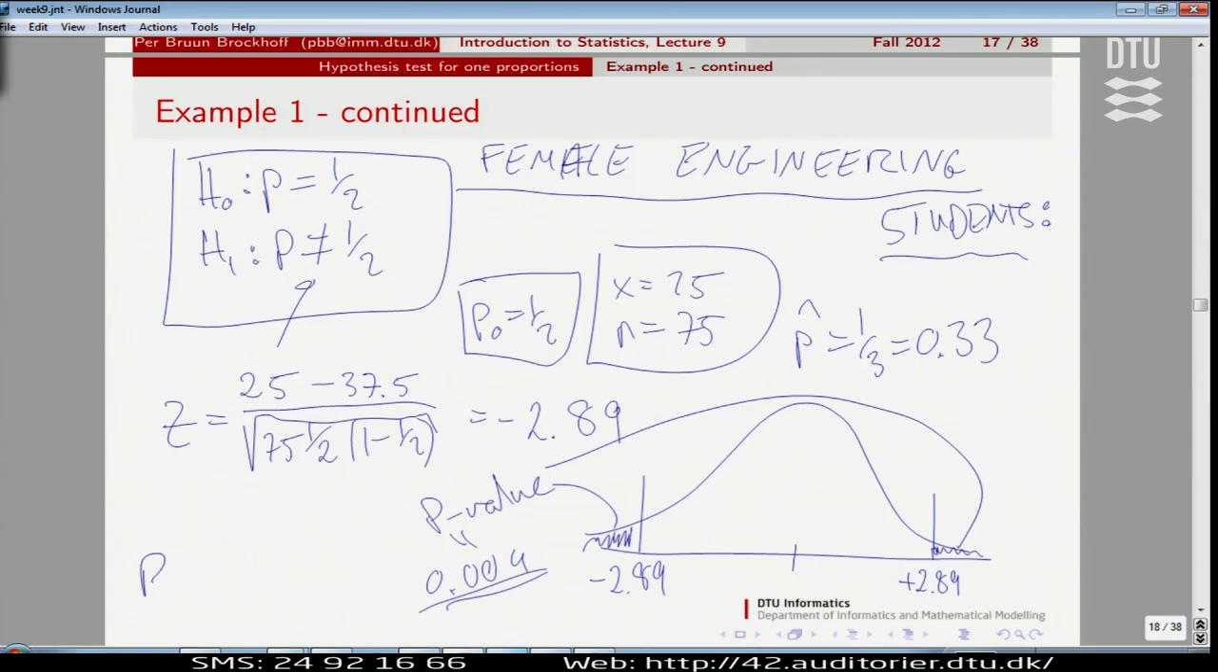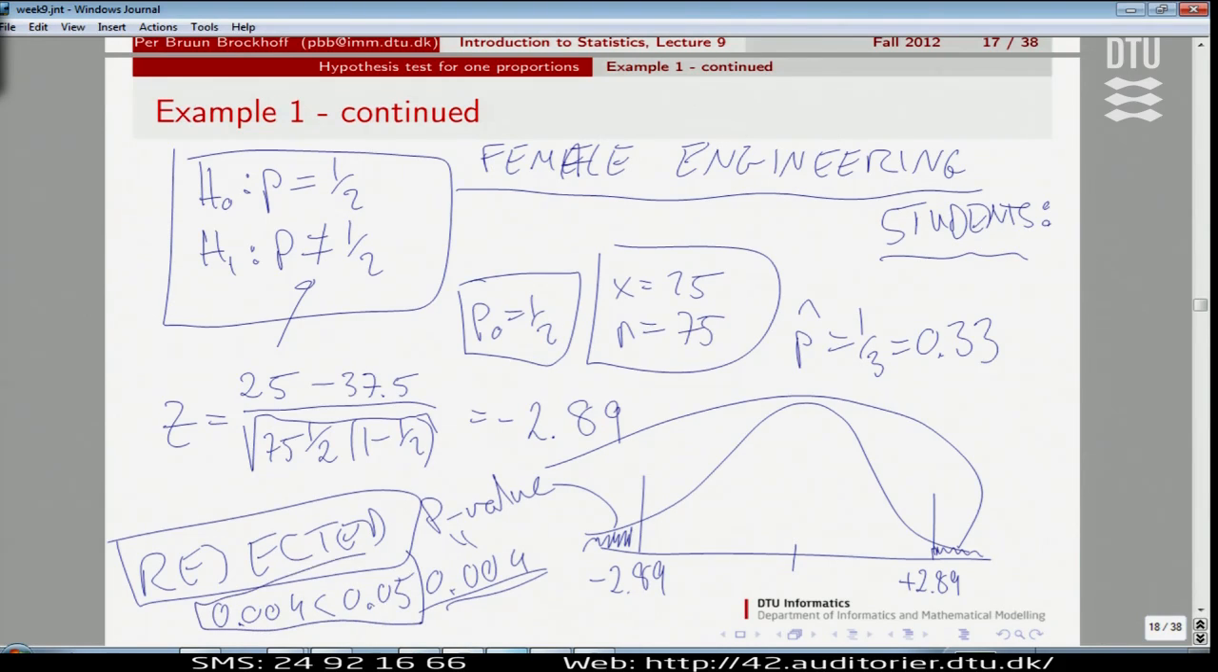We have rejected because it is unlikely, that's what we have found. 0.004 is small, because 0.004 is less than the nominal 5%, if that's the one I use. Maybe I didn't say that, but if I don't say anything, I use 5%. Like R, like any other statistical program. This is hypothesis testing for a proportion.